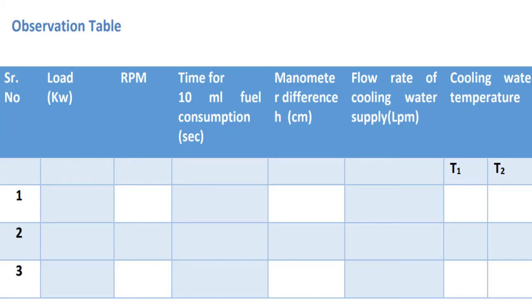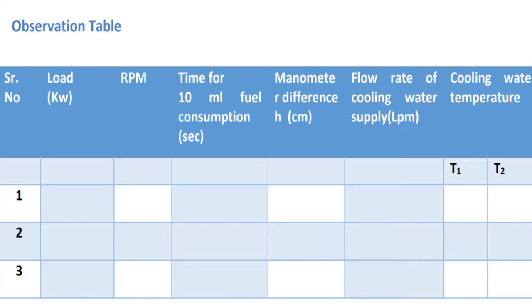Now let's first see our observation table. As I told you, you will be given different types of load. We are giving the load in four steps. First we will go with no load condition, then we will increase the load one by one: 1 kilowatt, 2 kilowatt, 3 kilowatt and 4 kilowatt. So this is your observation table for all the loading conditions.